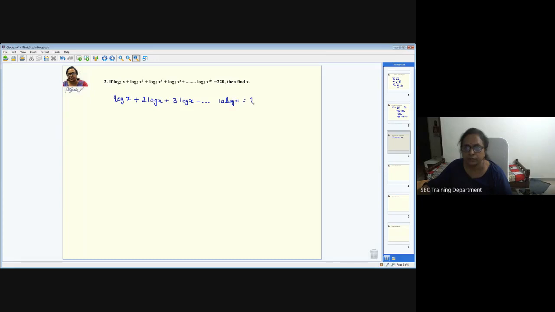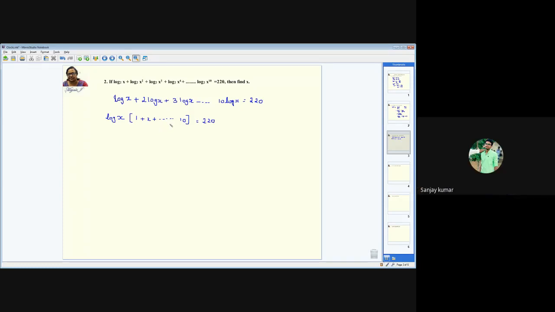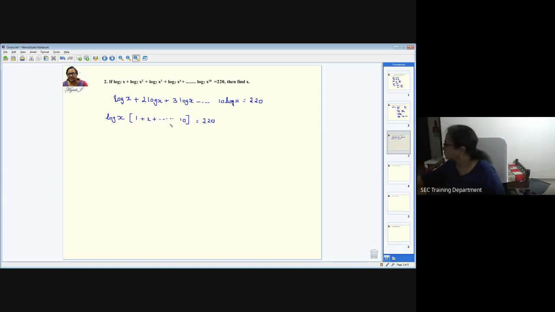And this is equal to 220, right? So now what is common here? The log x is common. The 2 I'll write later. I don't want to write it now. So here it is going to be 1 plus 2 plus up to 10 equals 220. So what is the formula for 1 plus 2 plus 3 up to 10? N into n plus 1.